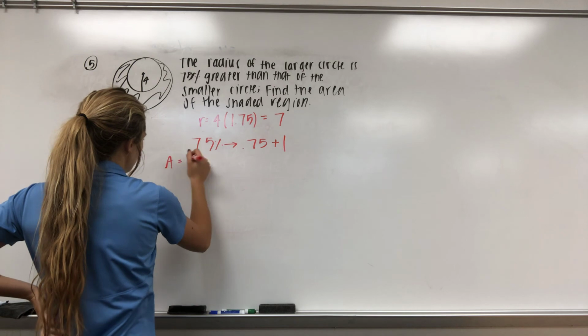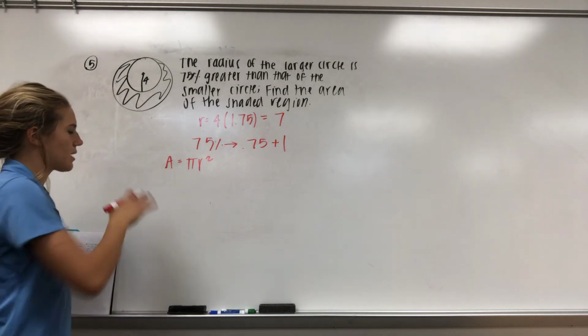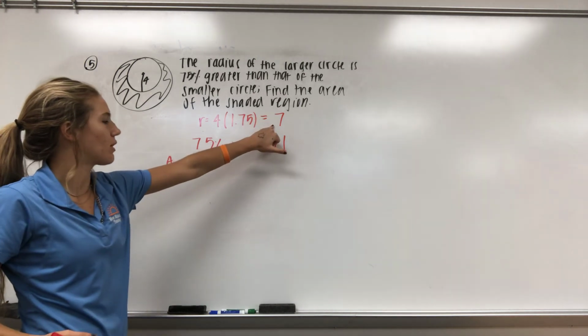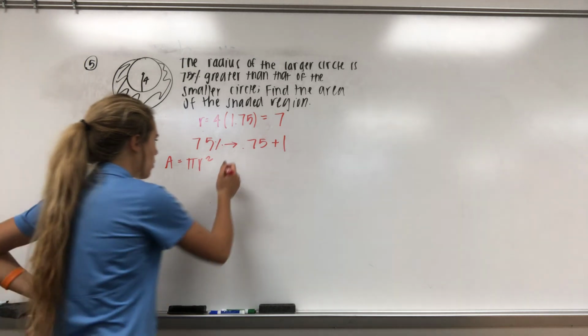So I know that the basic formula for finding the area is A equals pi r squared. So I'm going to go ahead and plug my larger radius into this equation to find the area of my larger circle.